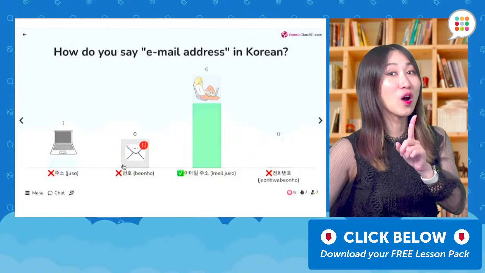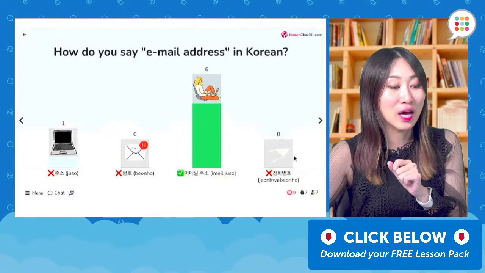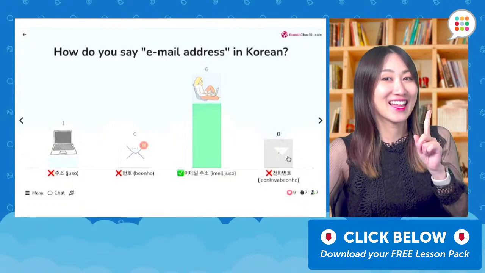Okay, and 번호 means number, and 전화번호 means phone number that we learned last week.